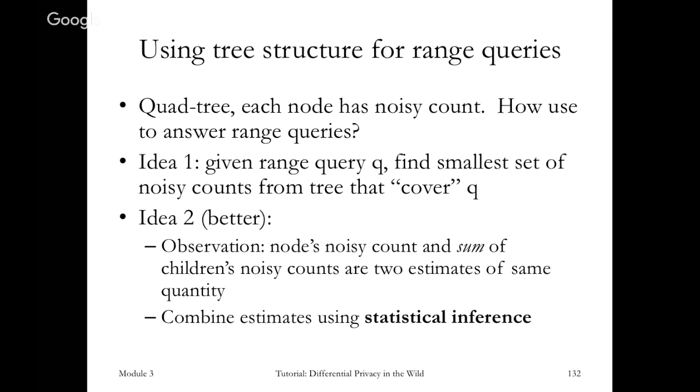The idea is based on an observation. The observation is that a node's noisy count and the sum of the children's noisy counts are both estimates of the same quantity, the count at that node. And so the idea is we could take all of these different counts and combine them, and we can get a single estimate using statistical inference. I'll come back to that point in a second.